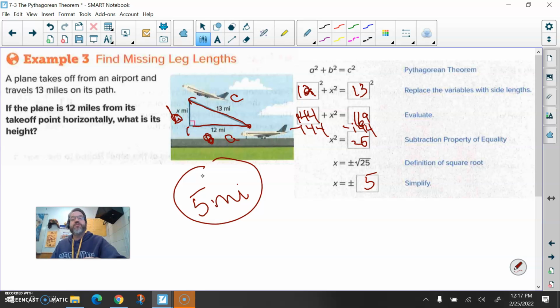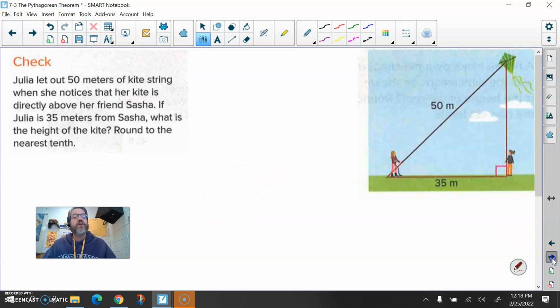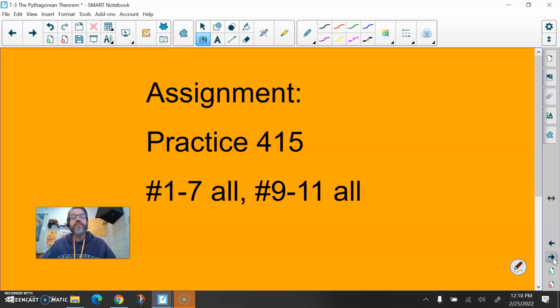So that plane at that point would be 5 miles above the ground. Okay, I know I went through this kind of quickly and it's kind of messy, but you can always go back and watch this again. It's in Google Classroom. Your assignment today is practice 415, and it's a worksheet, and you need to do these problems right here, 1 through 7 all, 9 through 11 all. Okay, that's it.